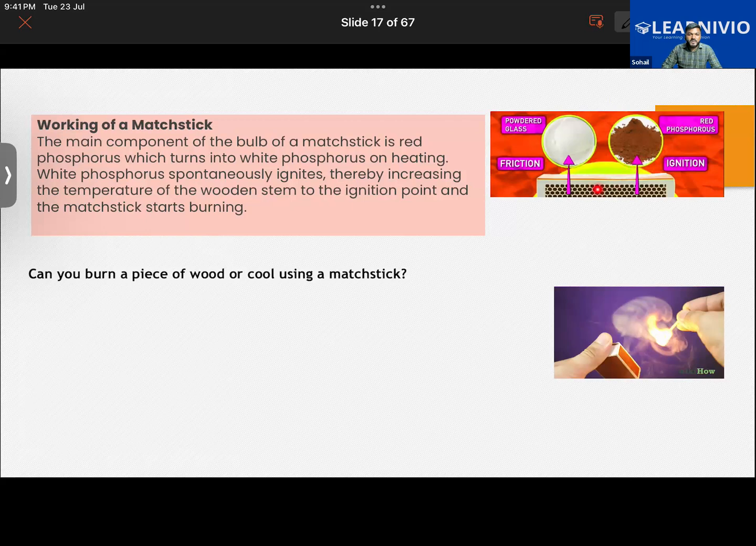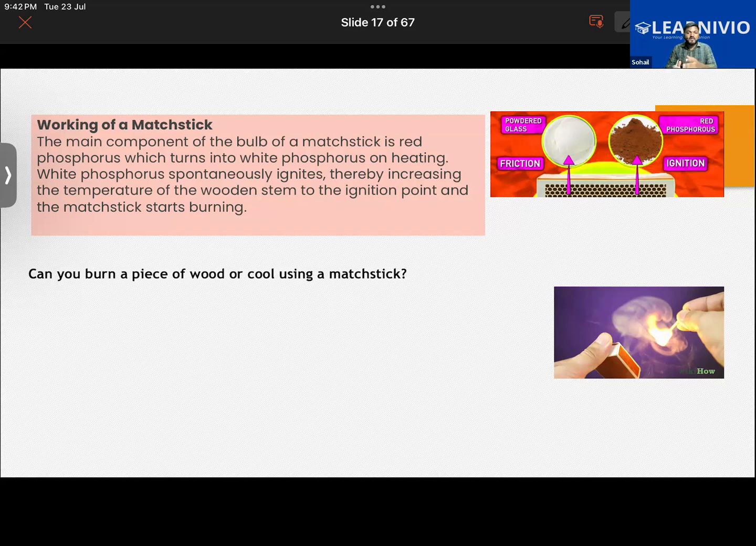Also nowadays, instead of rubbing it on a rough surface like rock or something else, we have a matchbox, the surface of which is made using some powdered glass, and some other chemicals are also put into this. So once you rub this matchstick against its surface, first the red phosphorus would be igniting, and some of the red phosphorus would convert into white phosphorus.